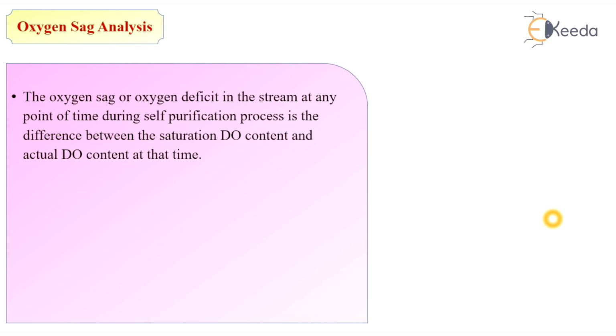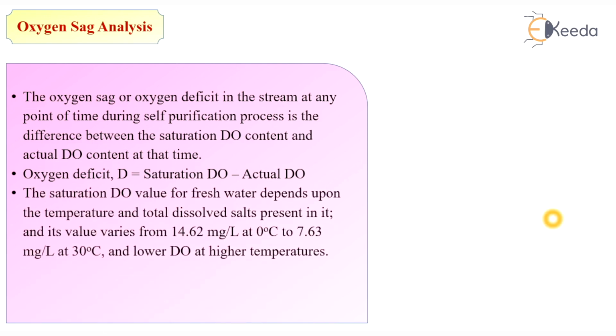difference between the saturation dissolved oxygen content and the actual dissolved oxygen content at that time. So it is the difference between dissolved oxygen content at saturation level and at that particular time. Therefore, the formula for calculating the oxygen deficit is equal to saturation DO minus actual DO. So what is saturation DO and what is actual DO?